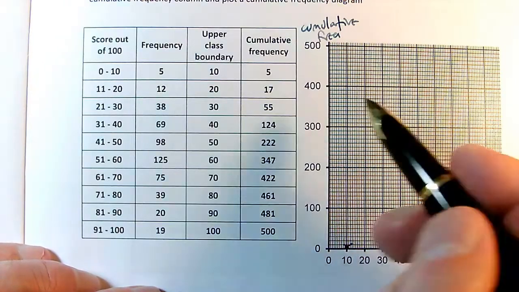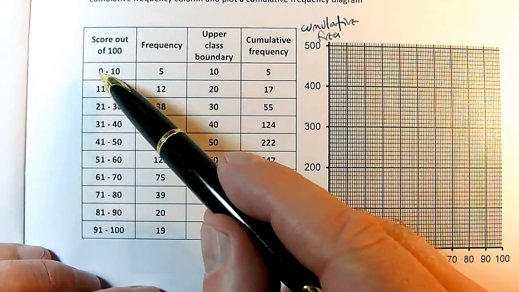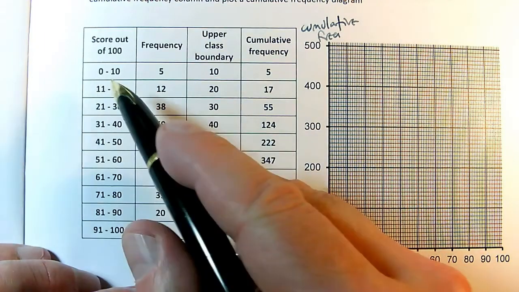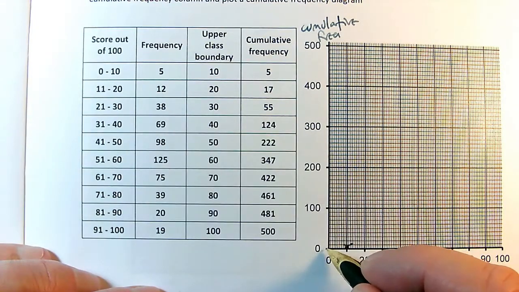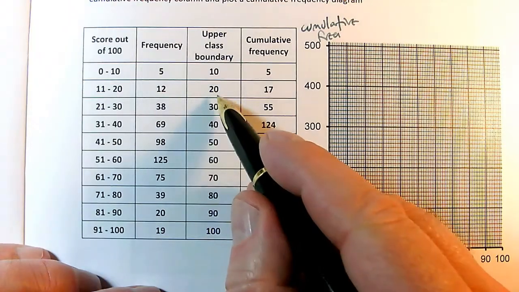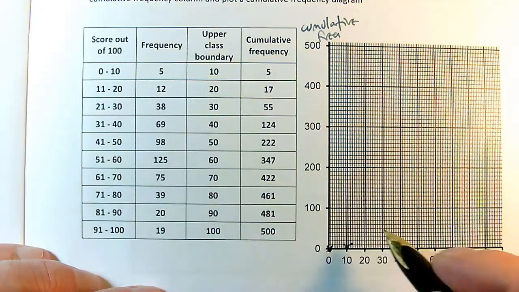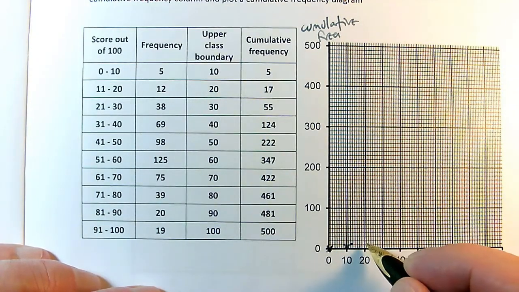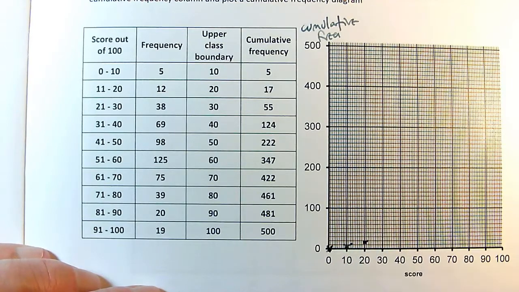Now I actually need to backtrack. I need to take the lower boundary of the first group, because up to and including 0, as far as I know, there is absolutely no one with those scores. So I need to plot an x. We always need to ground our cumulative frequency graph on the x-axis. Okay, and then the next one will be an upper class boundary of 20, and I plot 17. So I get 17, that's 10, that's 20, so it's going to be about there. So I'm going to plot the rest of my points.